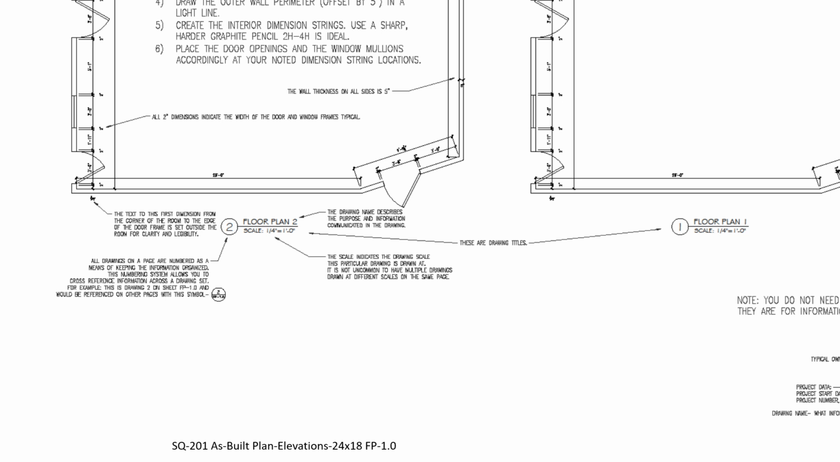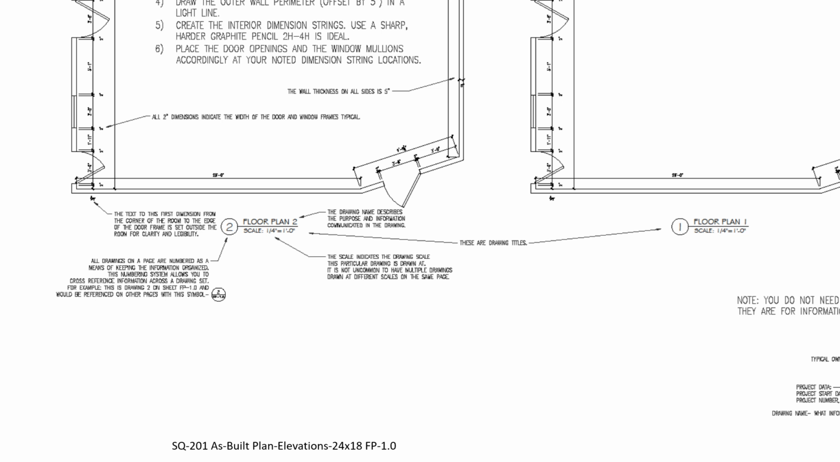Now, the leader and text to the lower left of this drawing title says the scale, which indicates the scale this particular drawing is drawn at. It is not uncommon to have multiple drawings drawn at different scales on the same page. You're using your drawing page, your drawing area, to fit various pieces of information, and for legibility and clarity, the graphics and geometry of the drawn objects sometimes need to be drawn at different scales.